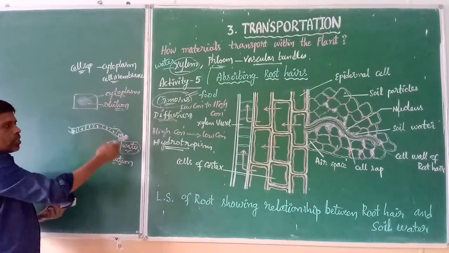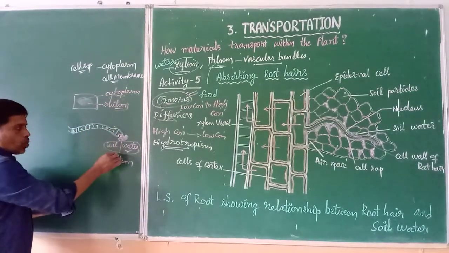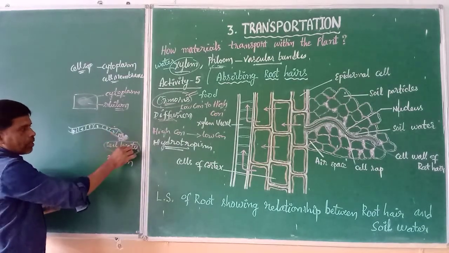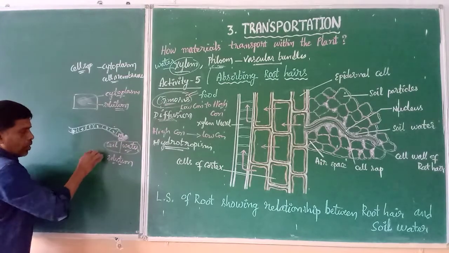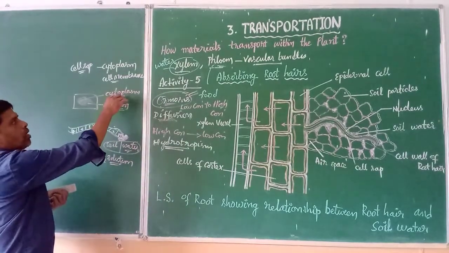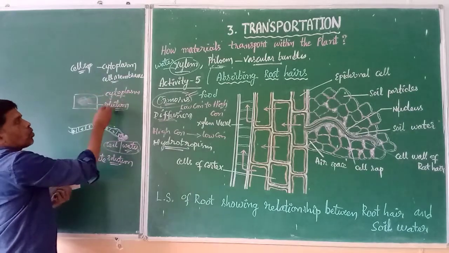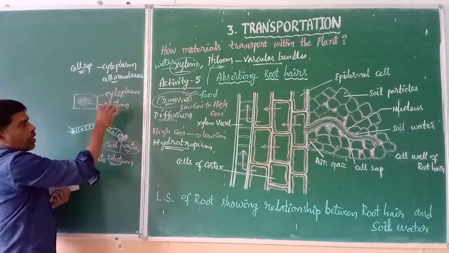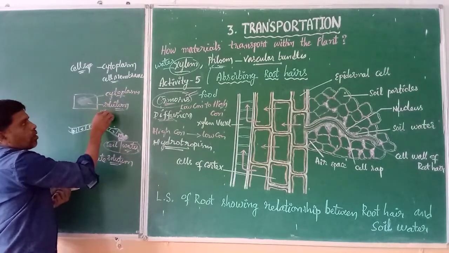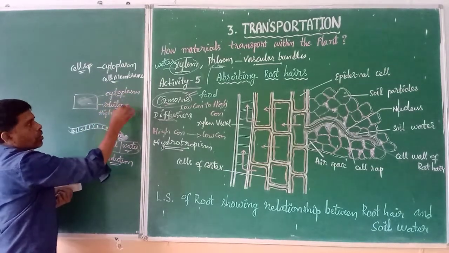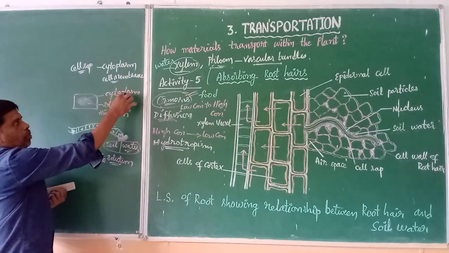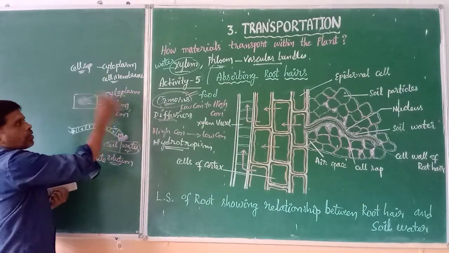Now we see the concentration levels here. Since water is present more in the ground level between the soil particles, it is called the dilute solution. Then what about the cytoplasm present in the cell? The cells are small, so they contain highly concentrated cytoplasm. So this is called a high concentrated solution, and this is called a dilute solution. The soil water is dilute, and the cytoplasm is the high concentrated solution.